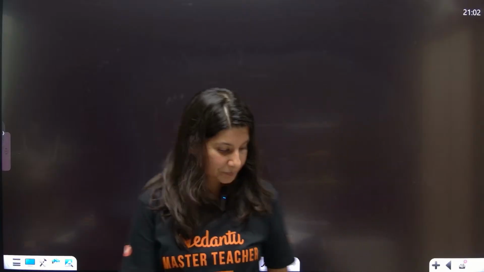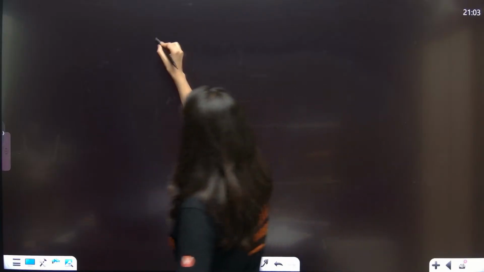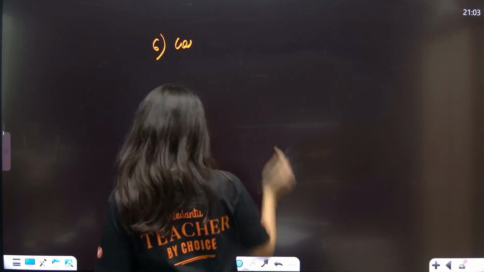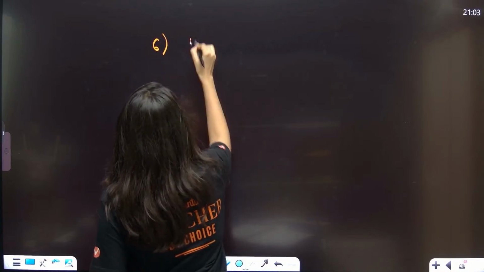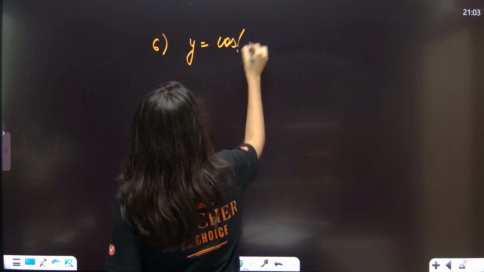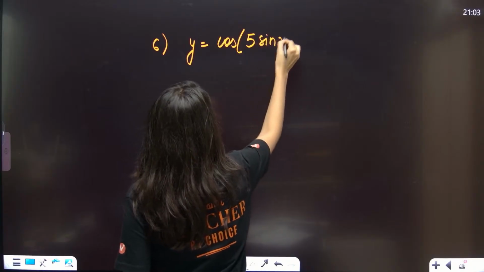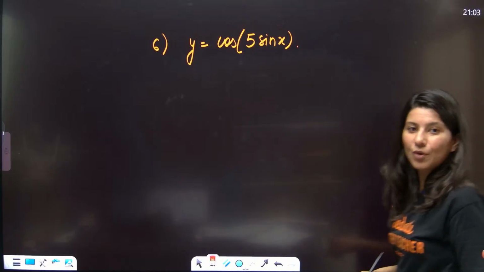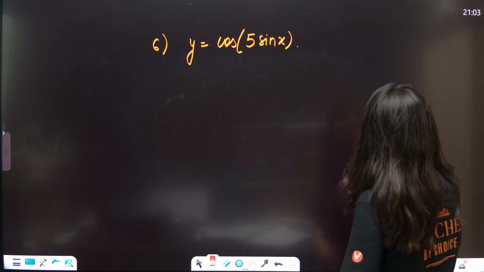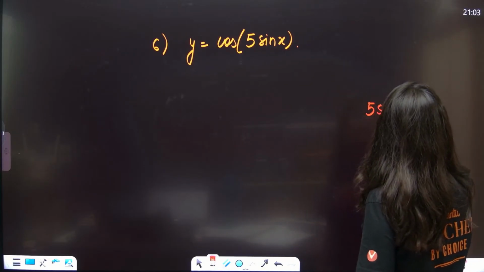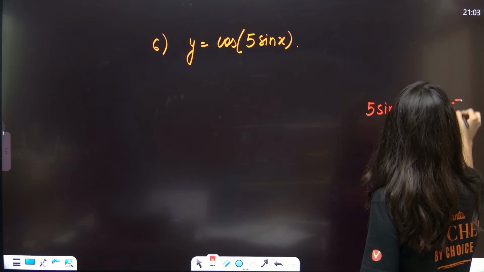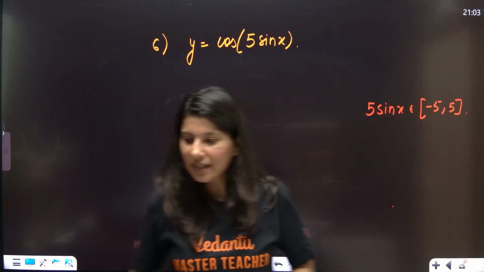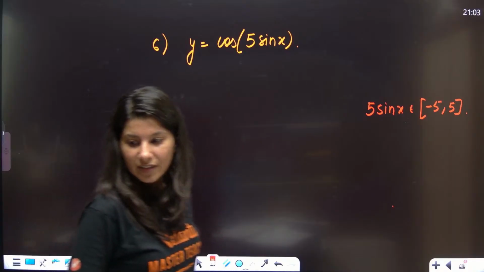Clear? One more question. Sixth question: y is equal to cos of 5 sin x. Now you tell me, 5 sin x belongs to what? Minus 5 to plus 5. Correct or not? Minus 5 to plus 5.